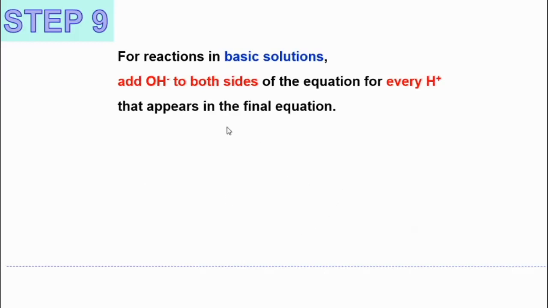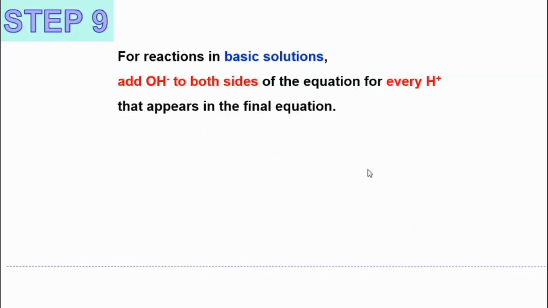So remember guys, when it comes to basic solutions or basic medium, we need to add hydroxide. We are going to add hydroxide to both sides of the equation. So how many hydroxide ions must be added? It depends on how many hydrogen ions appear in the final equation.